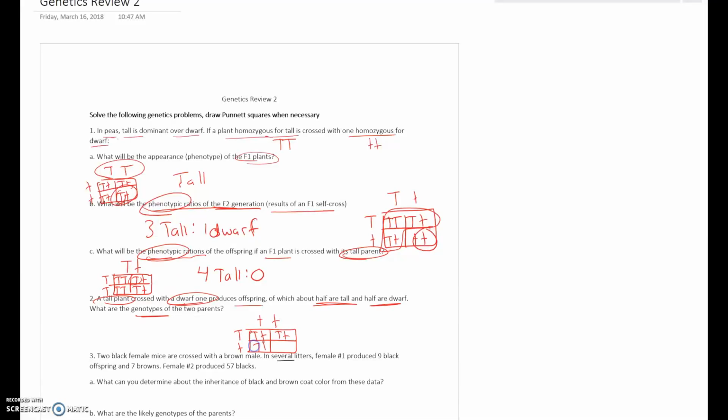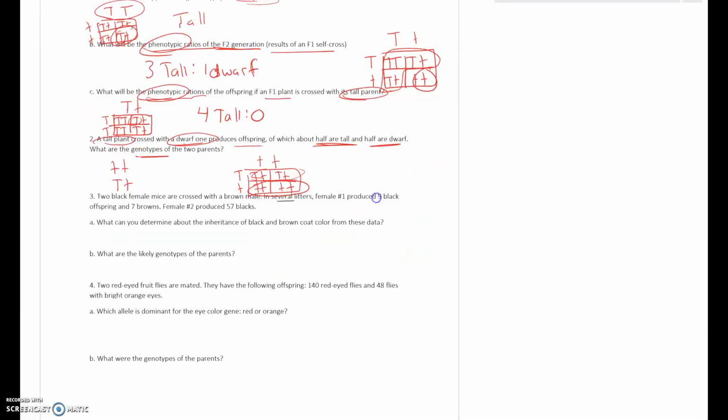That gives us a little t here and a little t here. So that gives us our 2-to-2 ratio, or about half to half. So the parents had to be little t, little t and big T, little t.